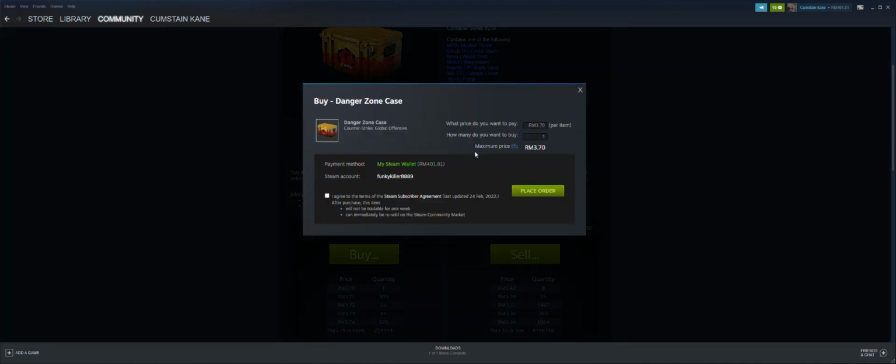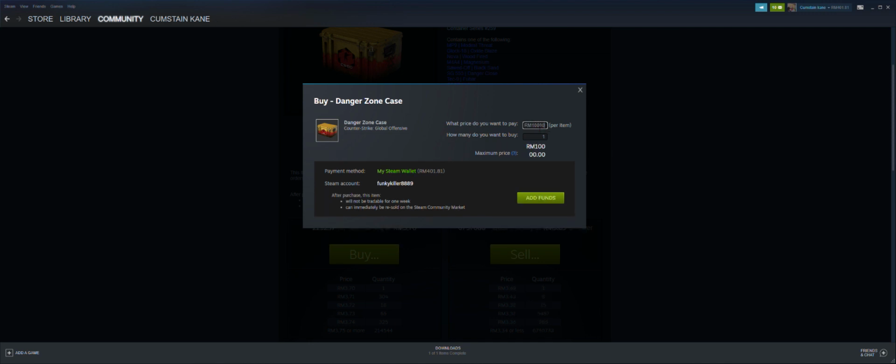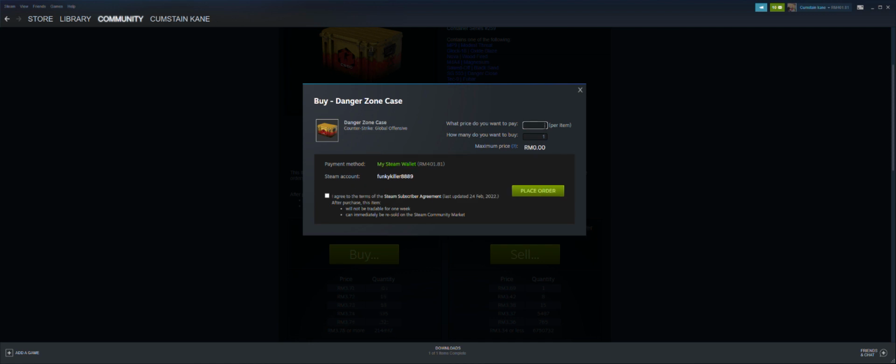You can choose to buy stocks at any price that may be available on the website itself. I think that's more or less up to you. You can put 1 cent, 1 ringgit, or whatever you want, or you can just put 1,000 if you want to, but that doesn't really make sense.